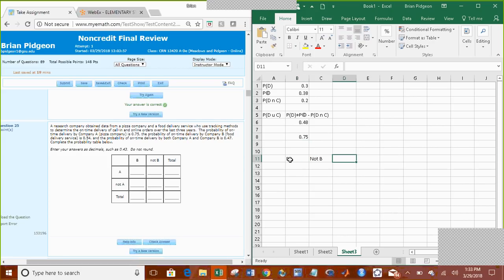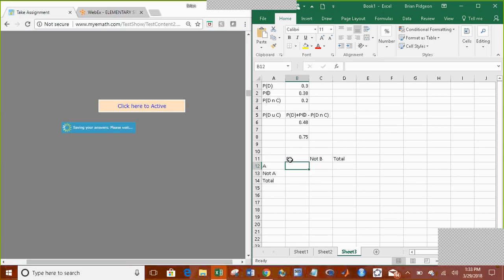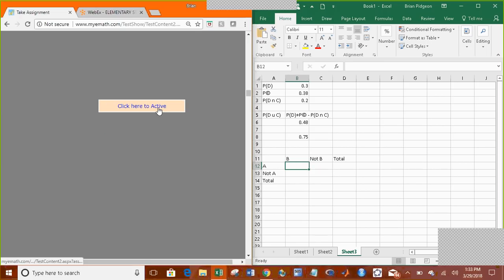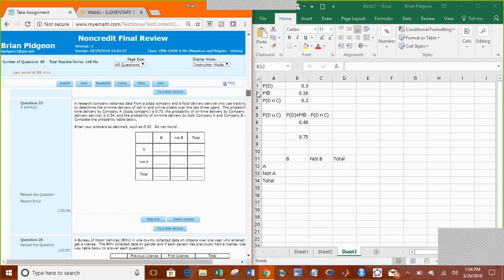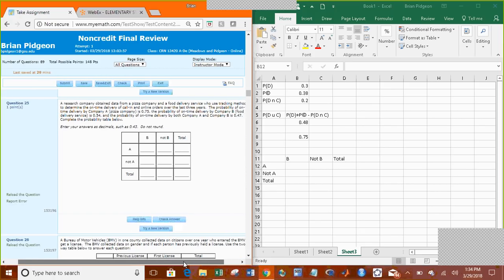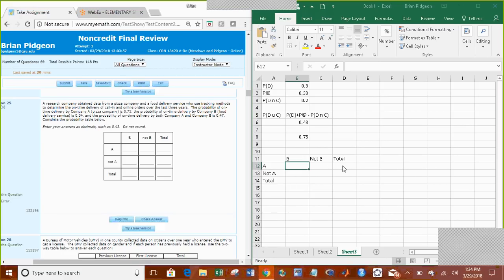B, not B, total. A, not A, total. So, let's see. The probability of on-time delivery by company A, total. So, the probability of company A being on time is total 0.75. The probability of on-time delivery from company B is 0.54, and both of them is 0.47. So right now, we have enough information to fill in these two blocks.